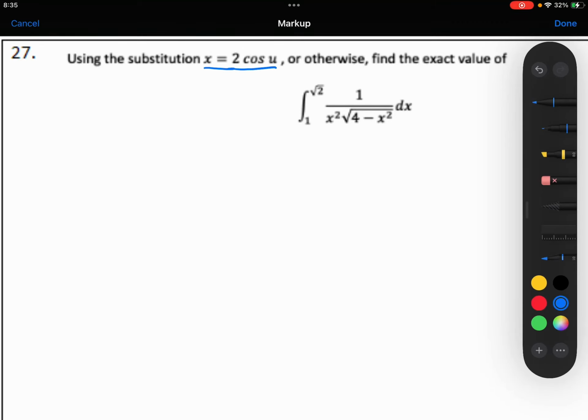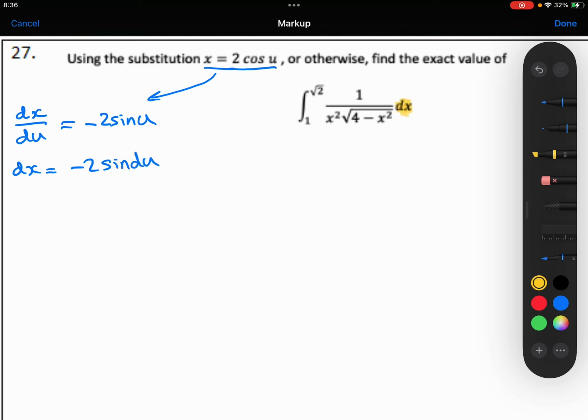I'm going to start by differentiating my substitution. So I'll get dx by du; cos differentiates to be minus sine, so I'll get minus 2 sine u. Making dx the subject, by timesing both sides by du, I know I can replace this dx with the minus 2 sine u du.